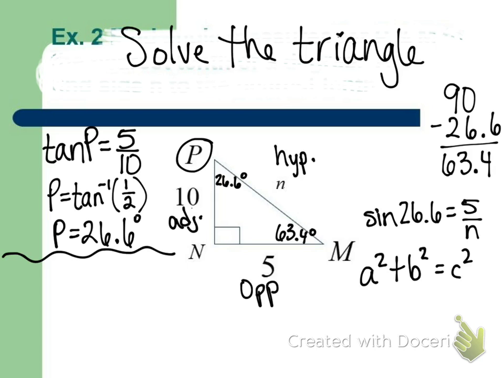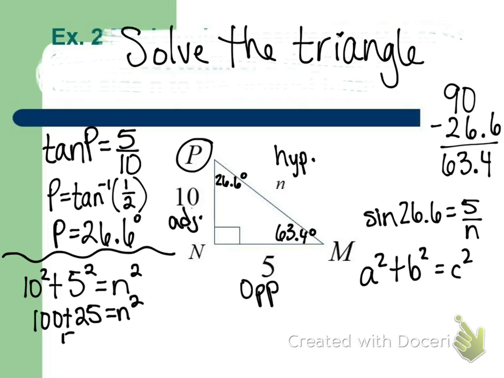What am I putting in for A? 10 squared. What's going in for B? 5 squared. And C is 10 squared, n squared. What is 10 squared? 100. 5 squared? 25. 100 plus 25. 125.